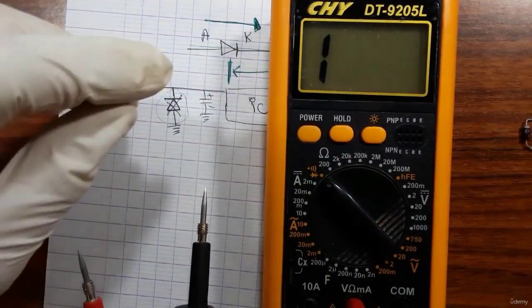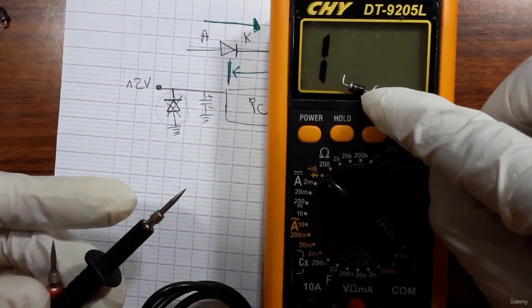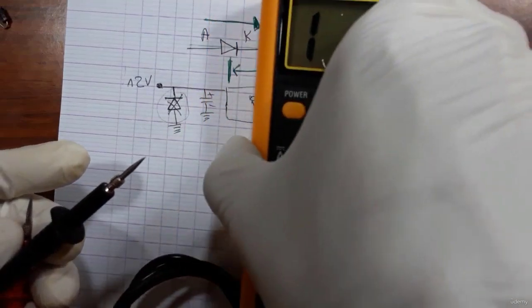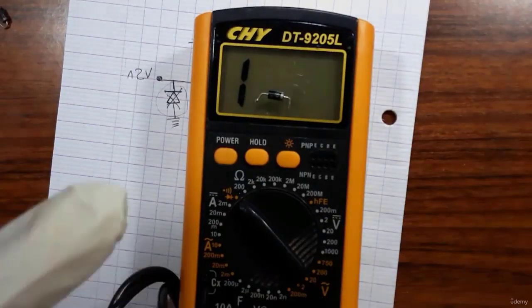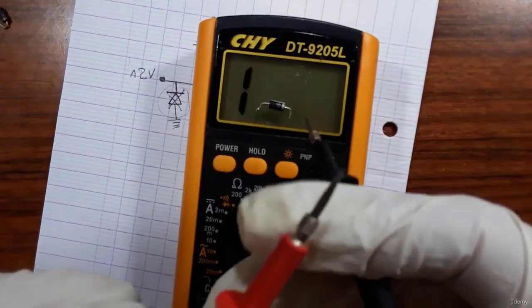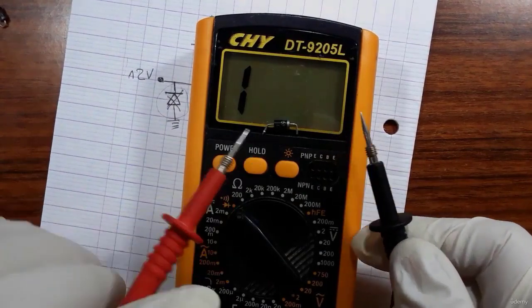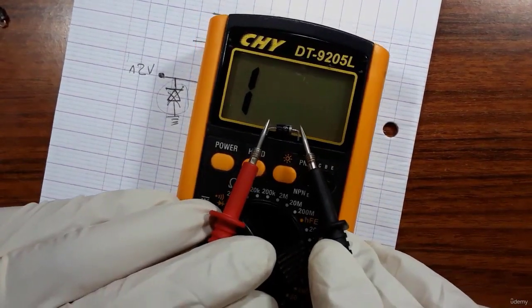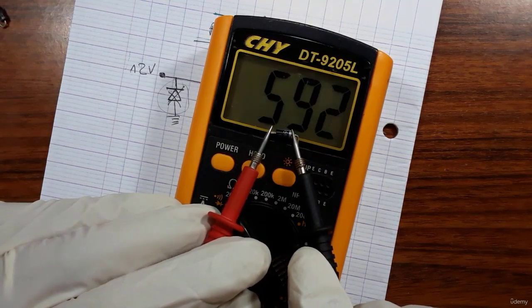So let's check a diode, as you see over here. We have a diode here, so let's put it here. As you see, here we have the cathode and here we have the anode. So let's put our probes here.